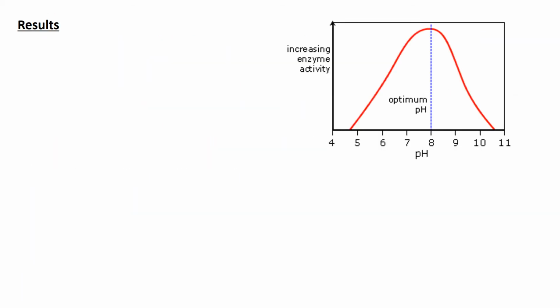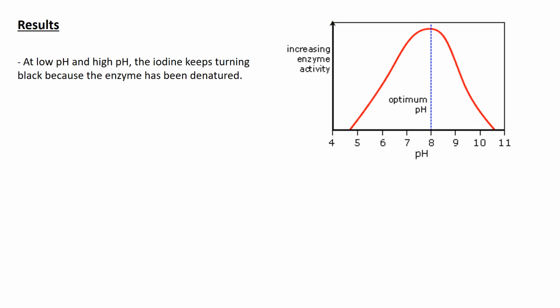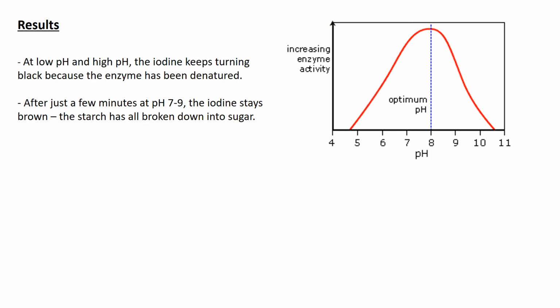So our results. Now what you should see is a pH curve like this. And you can see here the optimum pH is 8 and not 7. So at low pH and high pH, the iodine keeps staying black because the enzyme has been denatured. So at these two extremes of my curve, the enzyme has been denatured. And in just a few minutes at pH 7 and 9, it shows us that the iodine is brown, so all the starch has been broken down.